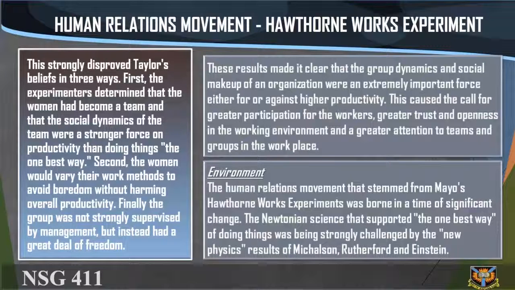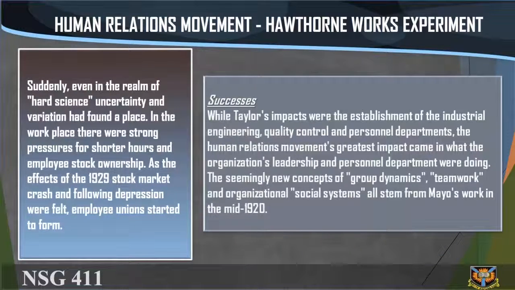Environment. The human relations movement that stemmed from Mayo's Hawthorne Works experiment was born in a time of significant change. The Newtonian science that supported the one best way of doing things was being strongly challenged by the new physics results of Michelson, Rutherford, and Einstein. Suddenly, even in the realm of earth science, uncertainty and variation had found a place.